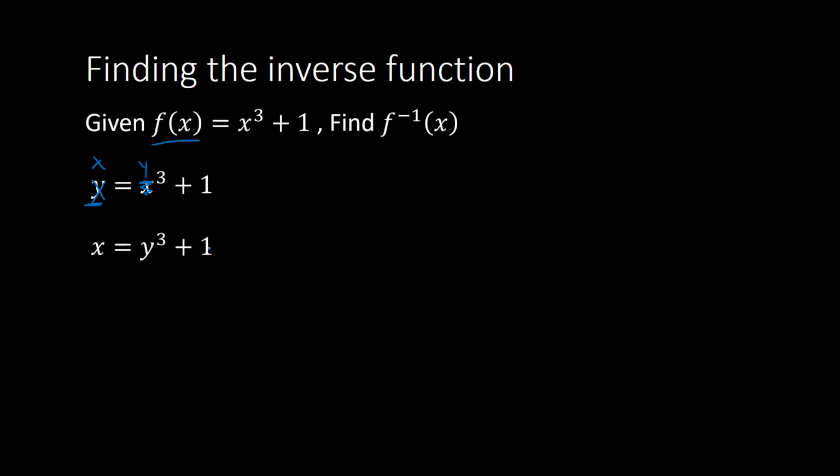So to get y by itself, I need to subtract 1 from both sides, which leaves me with y to the third equals x minus 1. And then I need to take the cube root of both sides to get rid of the cube. The cube and the cube root will undo each other. So I take the cube root of both sides, and now I have y equals the cube root of x minus 1. And we're done. We've solved, and we found the inverse function.